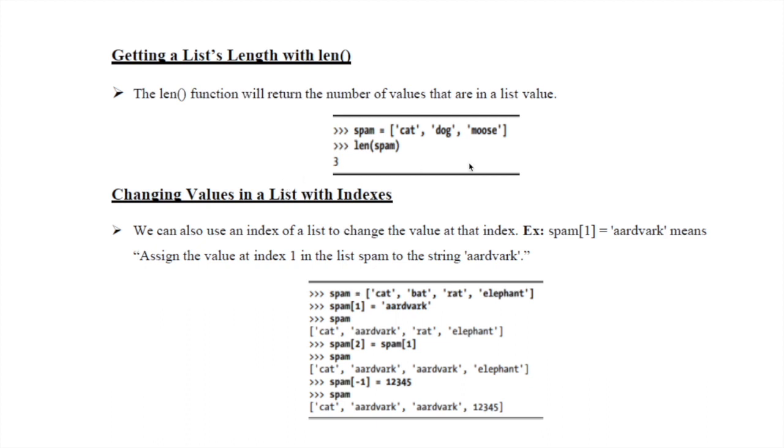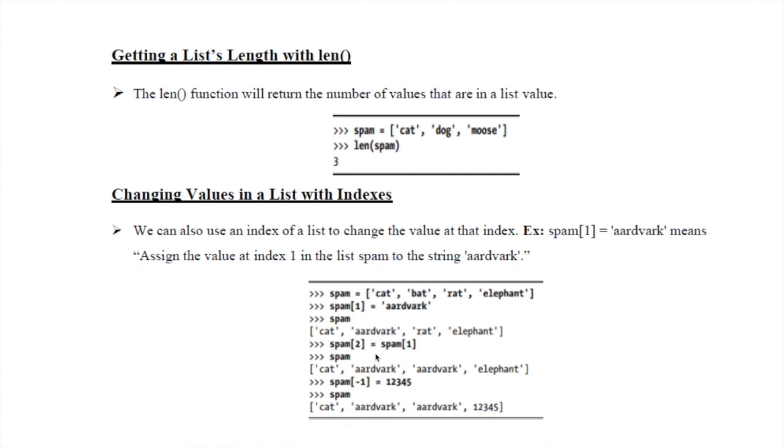And one more important thing, if you want to change the values in the list, you can change the values present in the list by assigning a different value to that index. For example, see here, I'm going to assign spam of 1 is equal to hard work. So in this list, what is spam of 1 here? Bat. I want to change it to hard work. Yes, I can do that. I will type spam of 1 is equal to hard work, using the assignment operator. You can see the output when you print spam. See, cat, hard work, rat, elephant. So instead of bat, it's printing the value hard work. So in this way, we can change the values in the lists with the indexes.